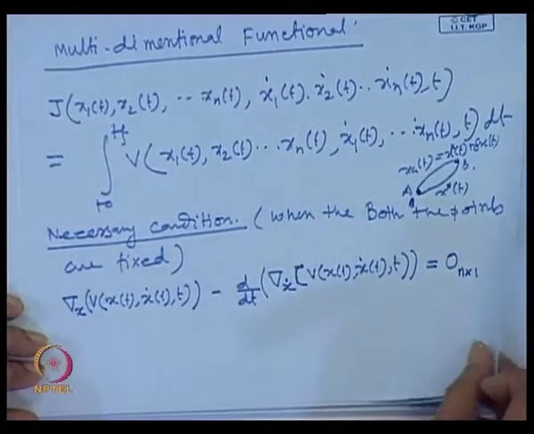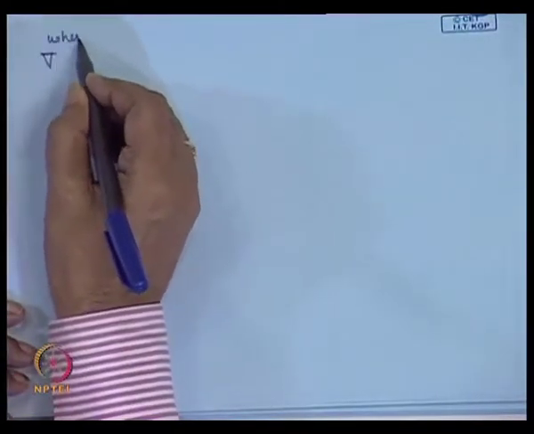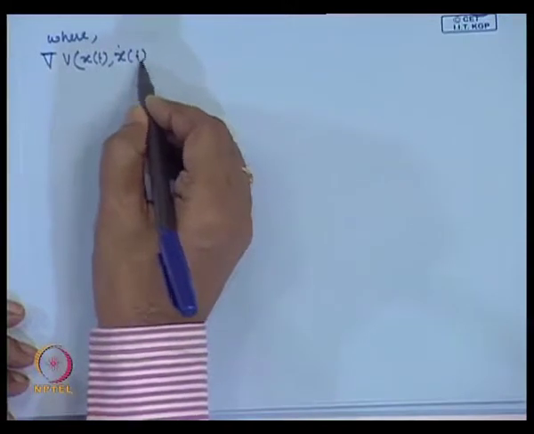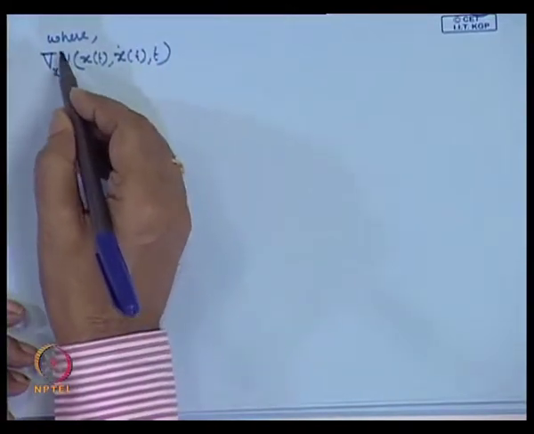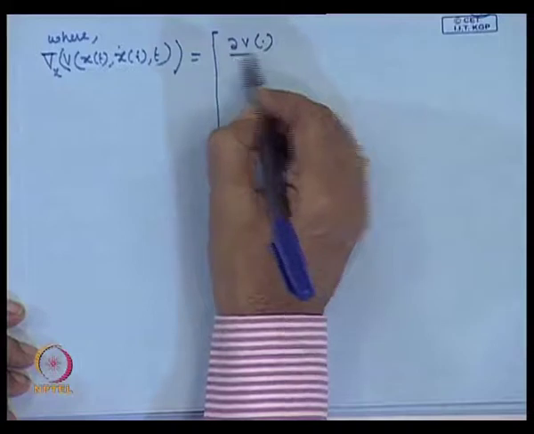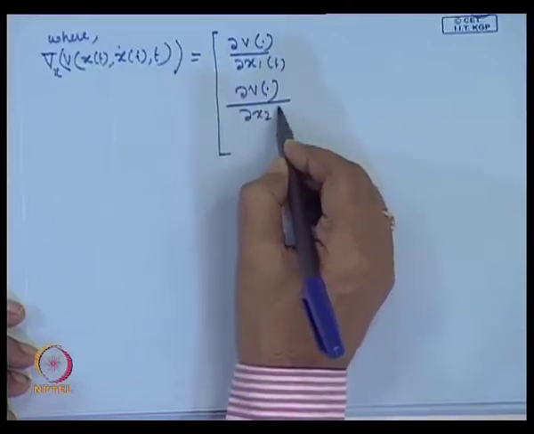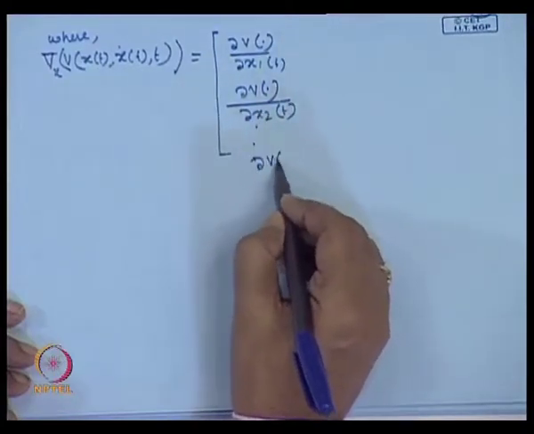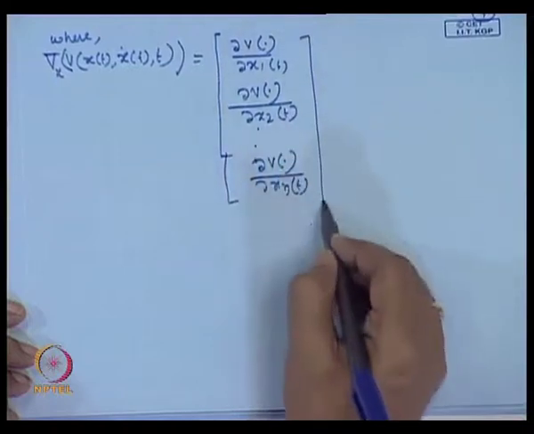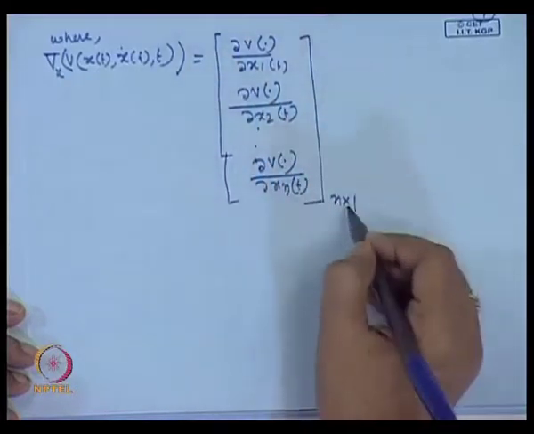And if you see this gradient of v, where v is a function of x, x dot of t, and I am differentiating with respect to x, it is nothing but del v/del x1, del v/del x2, up to del v/del xn. So, what is the dimension of this one? N cross 1.